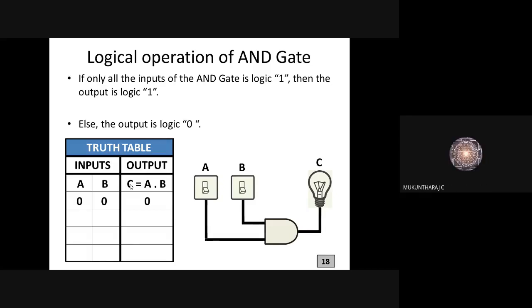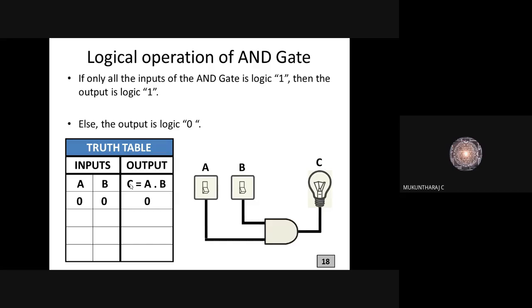Yes, good. For example, if I take a coin and toss it, what are the possible results? There are two possible results: one is head, another one is tail. For one coin, two possibilities. If you take two coins, four possibilities. Like that, here the inputs are two, so possible combinations are four.